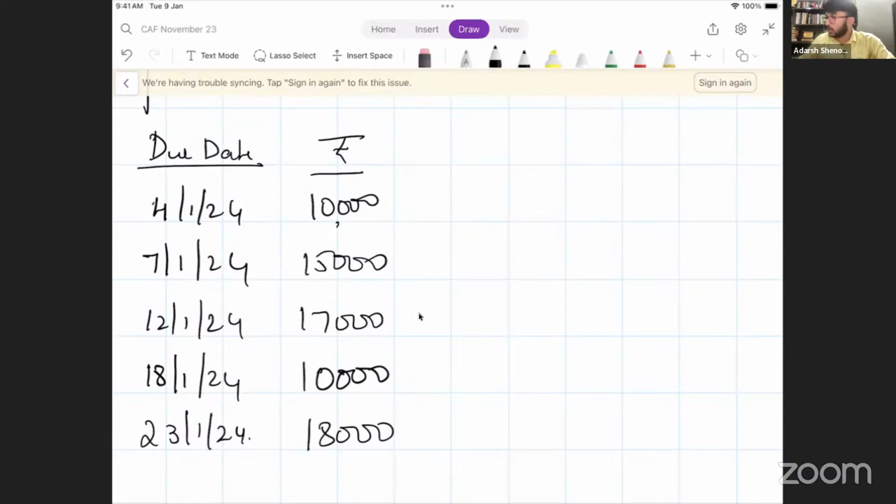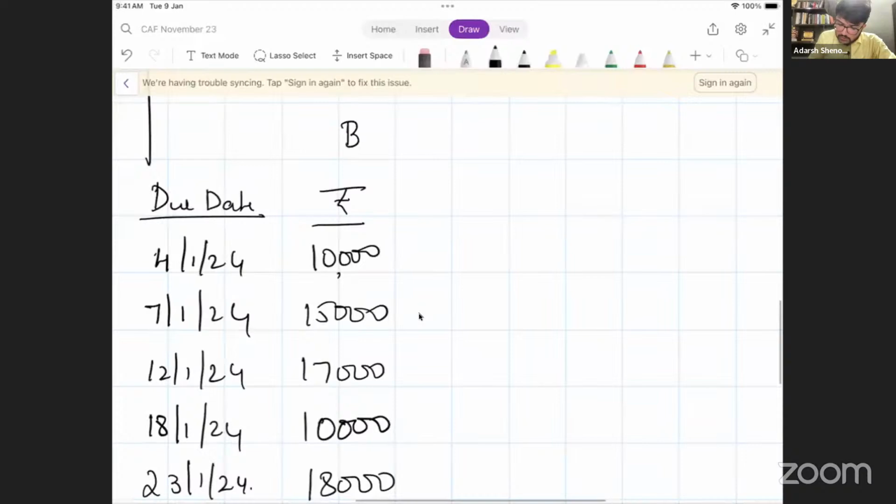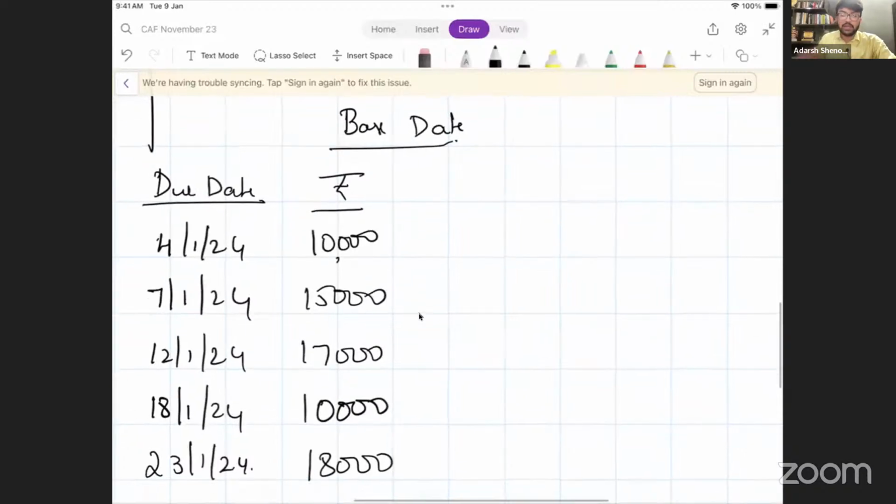What are the steps to calculate the average due date? So, average due date will be calculated. Before that, first we have to consider a base date. Now, what's a base date? Base date can be any date. Important true or false question, most likely to come for your exams as well.